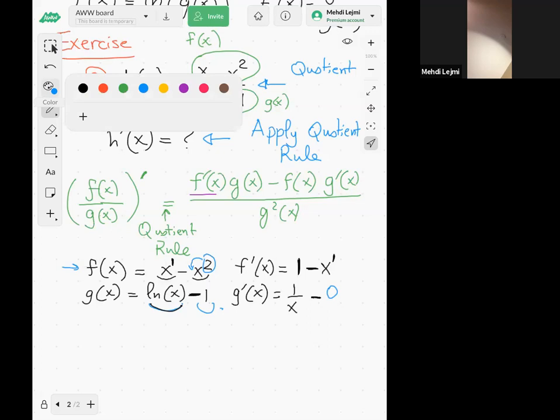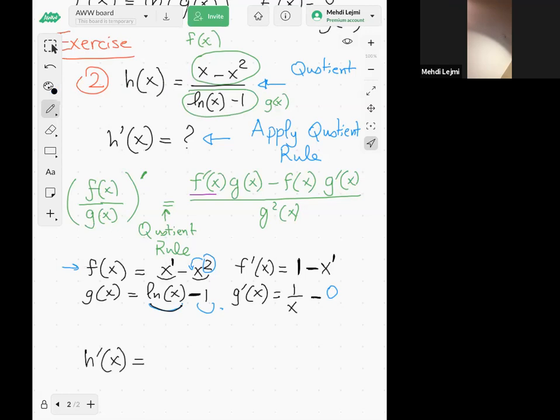So I can compute now my h prime of x, right? So then my h prime of x, we said, it's the quotient rule, so it's f prime. So where's my f prime? Here's my f prime. It's 1 minus x. So 1 minus x times g of x. What's g of x? Well, it's the denominator. It's the natural log of x minus 1.